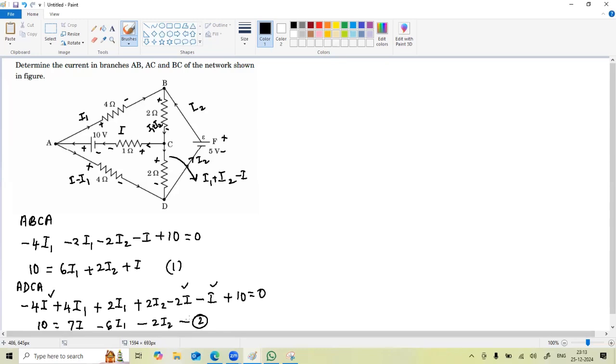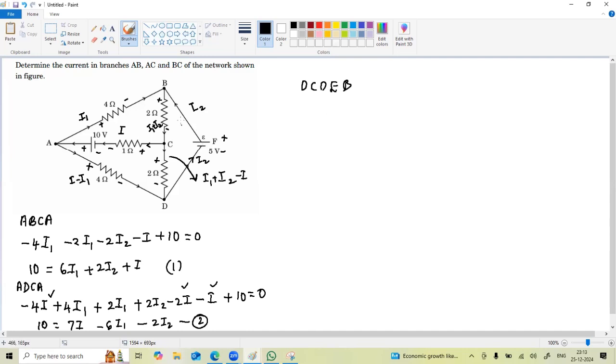There are 3 unknowns in the equation. Anyway, you need 3 equations to solve. So the third equation you can take from the right loop. So that will be D, E, B, C, D, C, D, E.